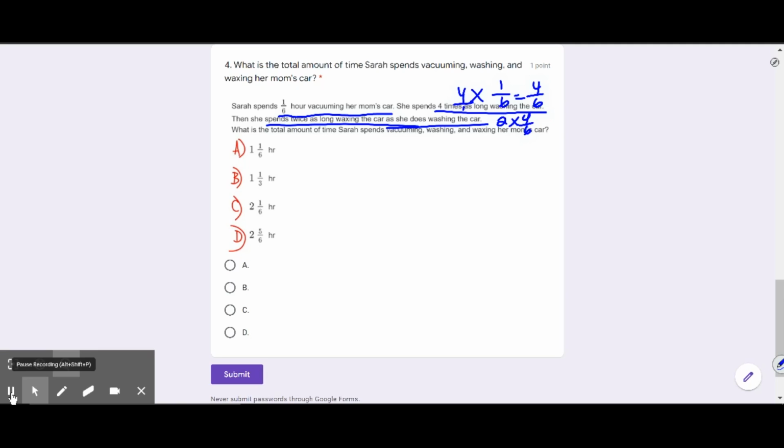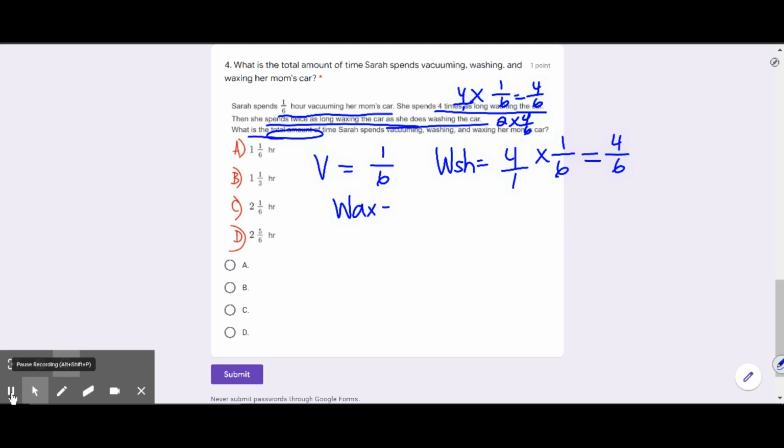And then it says, what's the total amount? So we're adding everything together. So what I like to do is say vacuuming for V, that equals 1/6. Then I'm going to say washing the car. We'll say washing the car equals that 4 times 1/6, which is 4 on top, 6 on the bottom. And then lastly, we're going to say the waxing is 2 times the washing, which was 4/6. So that's going to equal what? 8 on top, 6 on the bottom.